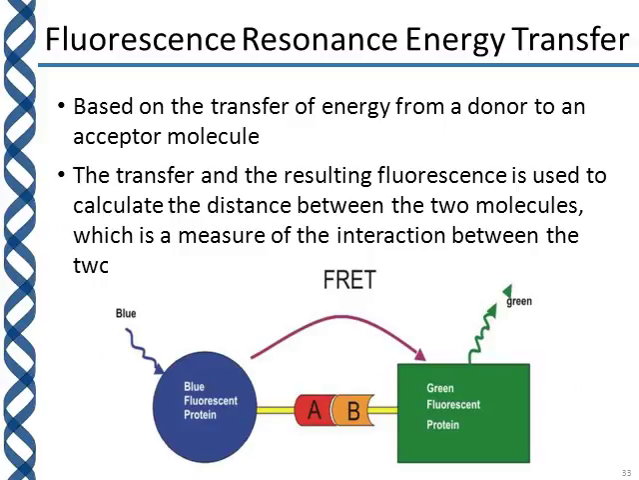The next method we'll talk about is fluorescence resonance energy transfer. This is based on the transfer of energy from a donor to an acceptor molecule. The transfer and the resulting fluorescence is used to calculate the distance between the two molecules, which is a measure of the interactions between the two. Here we show protein or molecule A and B each have a fluorescence, and the fluorescence resonance energy transfer, or FRET, shown by this arrow between the two, allows you to calculate the distance between the two molecules.